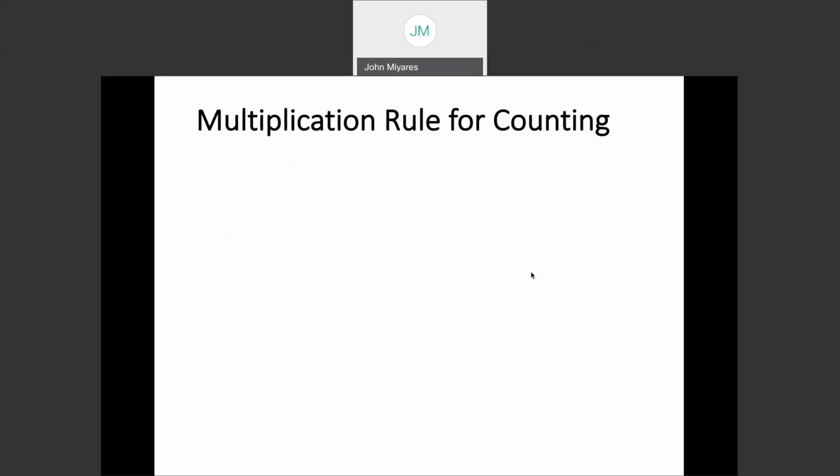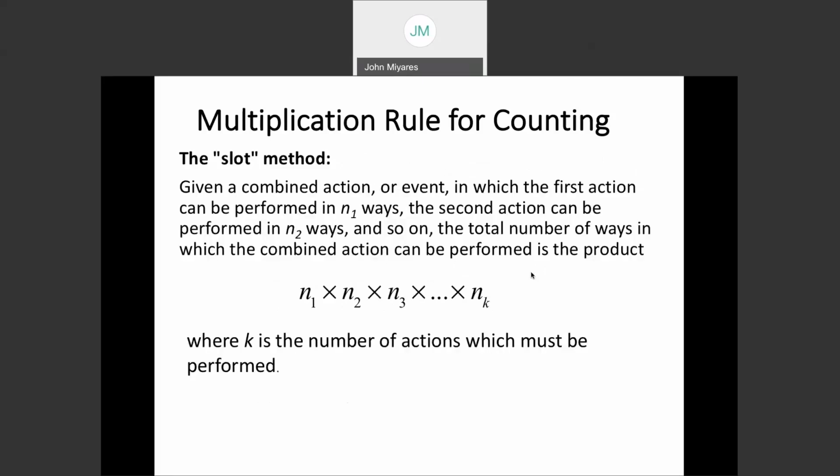The formal terminology we're using here is referred to as the multiplication rule for counting, but in short, I like to call this the slot method. Here's the rule in math speak. Given a combined action or event, in which the first action can be performed n sub 1 different ways, the second action can be performed n sub 2 ways, and so on, then the total number of ways in which the combined action can be performed is the product n sub 1 times n sub 2 times n sub 3 all the way up to n sub k, where k is the number of actions which must be performed.